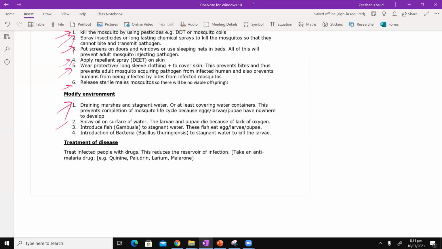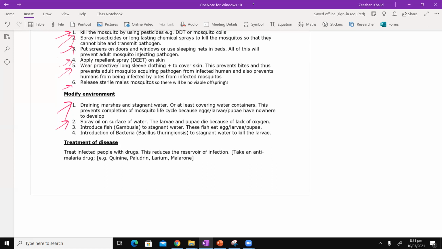The second is also very interesting. You spray oil on the surface. How is this helpful? Because the larva and the pupa are developing inside the water. If you're spraying oil on the surface of the water, that prevents oxygen entry, and therefore you're basically depriving them of oxygen, and therefore they die.